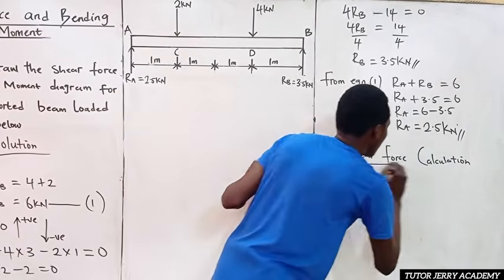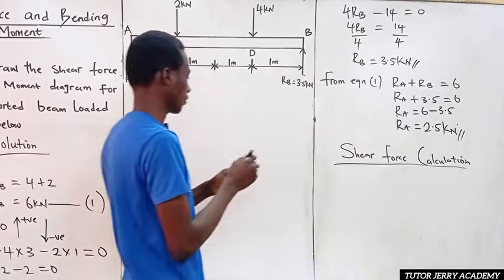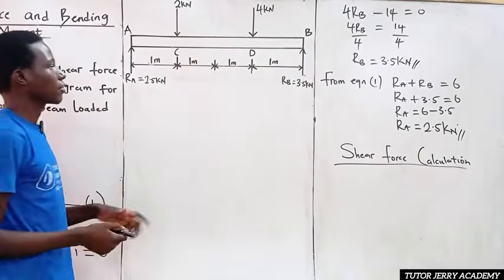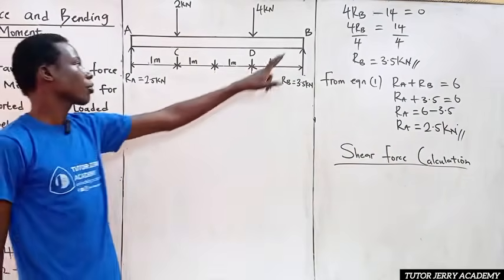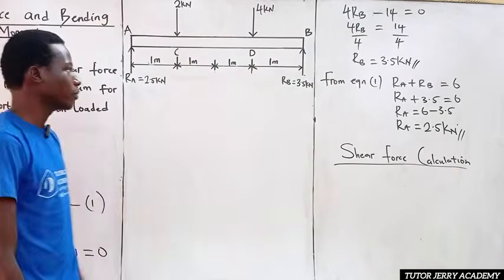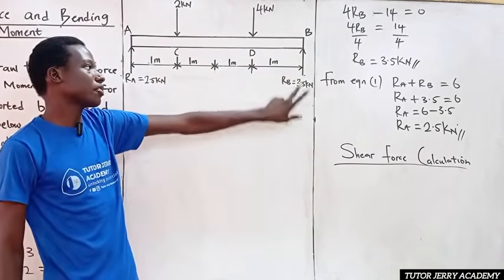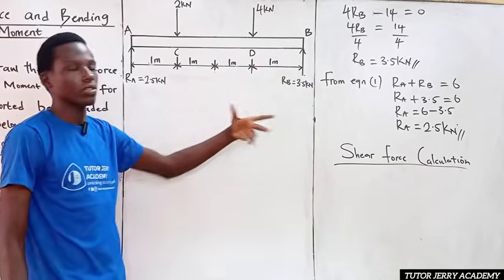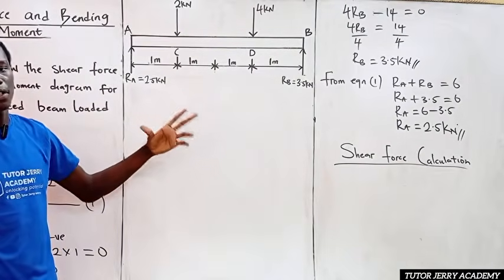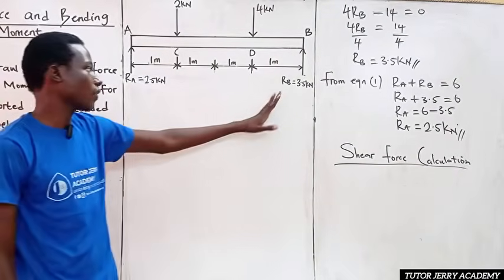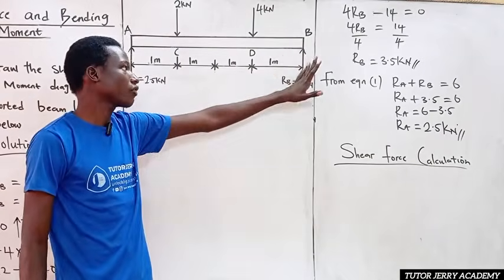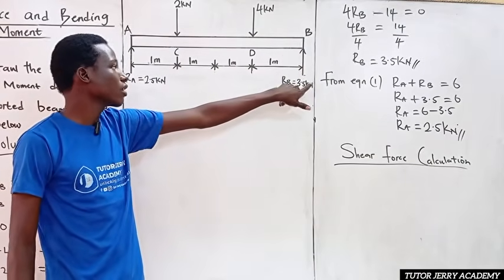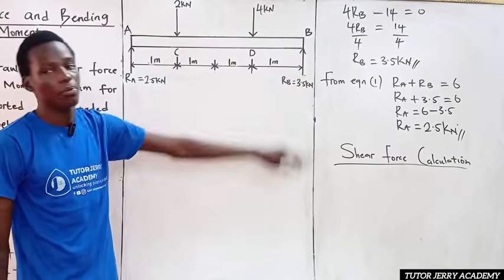So this is going to be our shear force calculation. We are going to be starting with point B. At this point, of course, we know that the shear force here is nothing but 3.5 kilonewton, because at this point we have just one force which is acting vertically as 3.5 kilonewton.